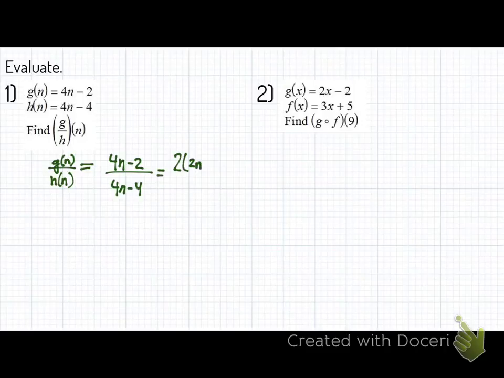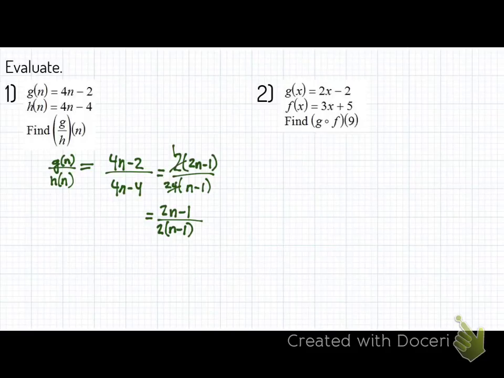This is like saying 2 times 2n minus 1. And the denominator, I could factor out a 4, which is 4 times n minus 1. And then I'm like, hey, I could simplify this. 2 goes into both 2 and 4. We know 2 goes into 2 once and 4 twice. And I could rewrite this as 2n minus 1, all over 2 times n minus 1. And then, of course, I know about excluded values.